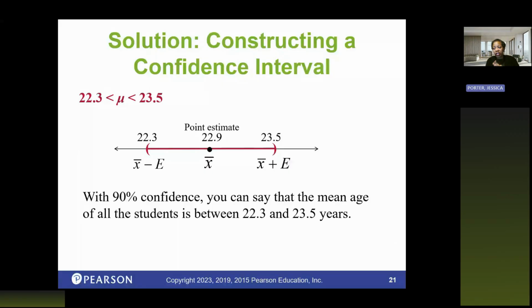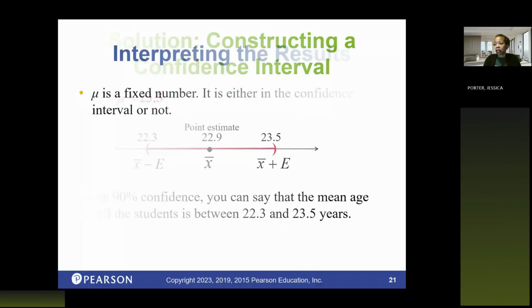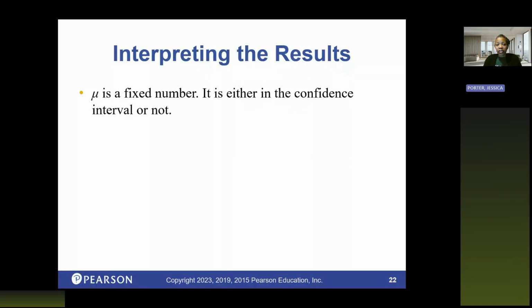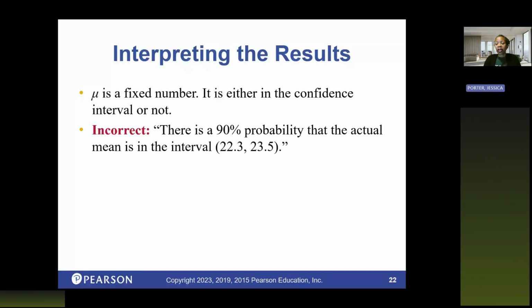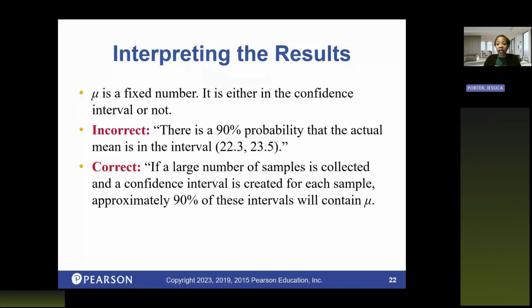So with 90% confidence, I can say that the mean age of all the students is between 22.3 and 23.5. Remember, I'm estimating all with my sample. The population mean is a fixed number. It is either in the confidence interval or not. It is incorrect to say that there's a 90% probability that the mean is in the interval. But it is correct to say if there's a large number of samples collected and a confidence interval is created for each sample, approximately 90% of these intervals will contain the population mean.